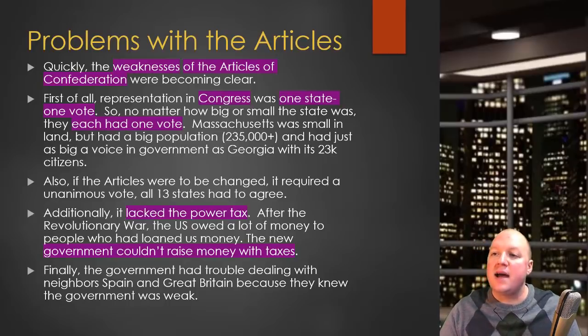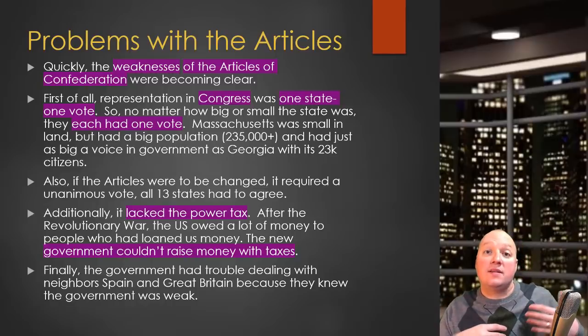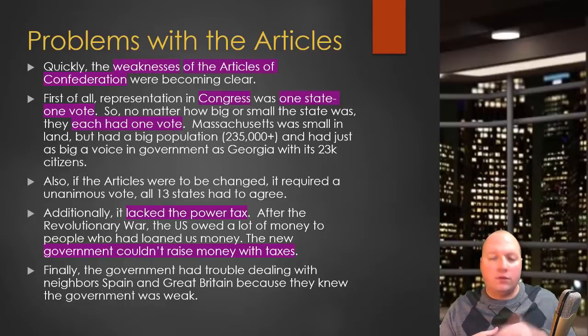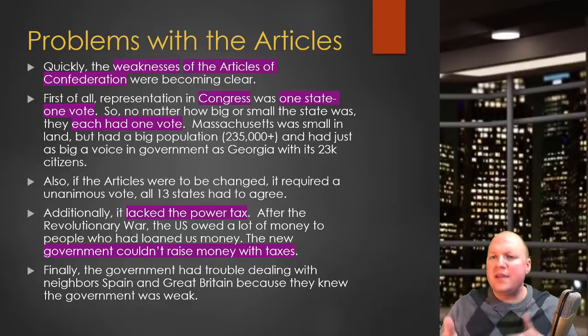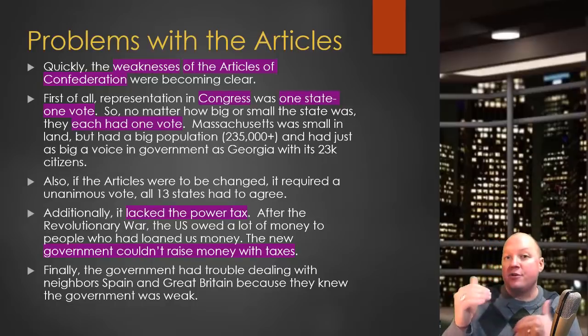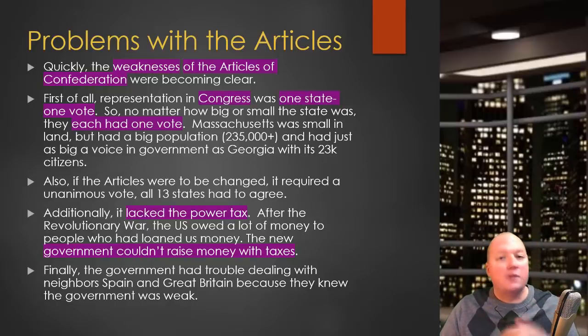The other problem is that if you wanted to change the articles, you wanted to make an amendment to the articles, you had to get all 13 states to agree. And that was almost impossible. You'd never get all 13 states to agree on something. You might have something where the New England states think something is a good idea, but some of the southern states would think it's a bad idea, or the middle colonies, or middle states. So the issue here is it's almost impossible to change the articles. In fact, the articles are never changed because that level of having to have 13 of them agree is just impossible to get. And then here's the biggest one.